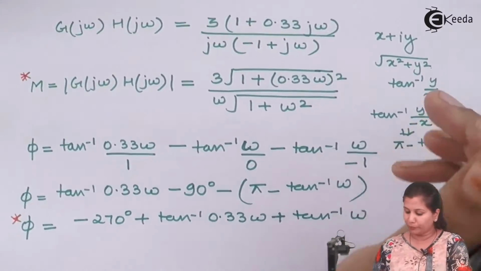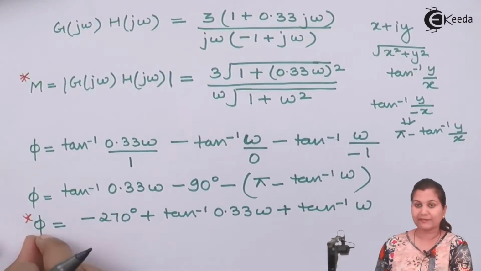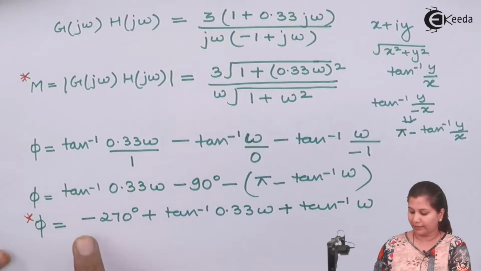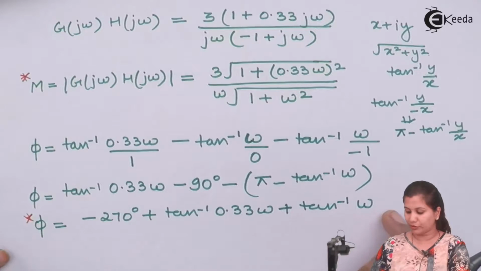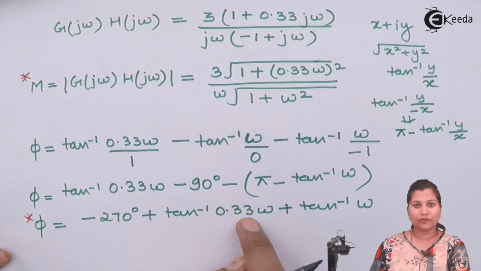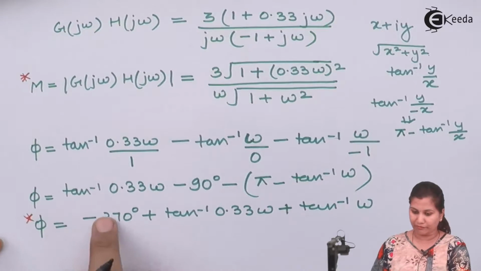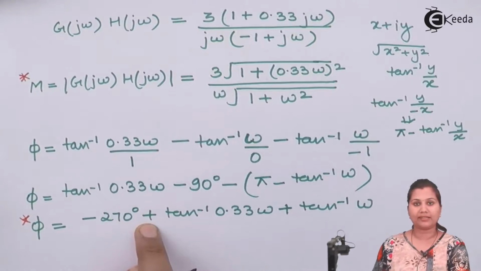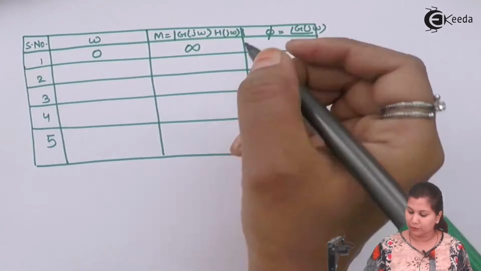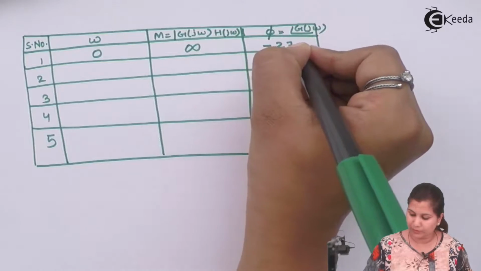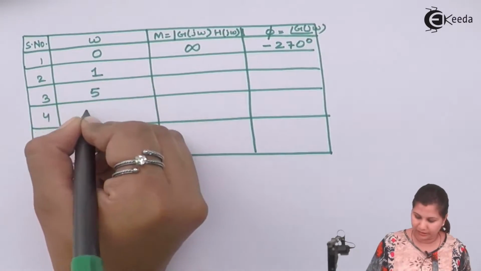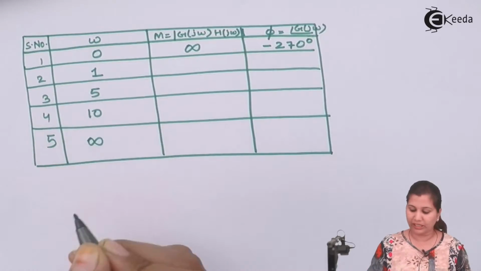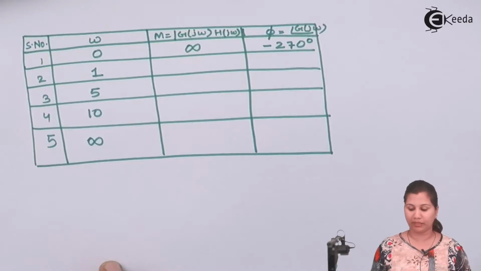Now, if we put omega equals 0 in this phase angle equation, then minus 270 plus tan inverse of 0 plus tan inverse of 0. So, tan inverse of 0 is 0 degrees. So, the phase angle will come out to be minus 270 degrees. So, we have here minus 270 degrees. Then 1, 5, 10 and infinity. We can take different values of omega.